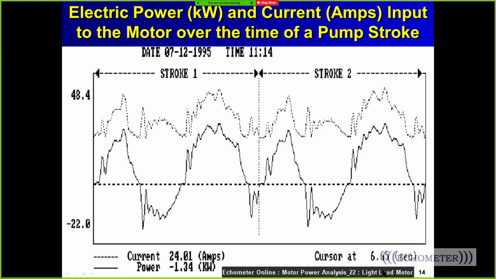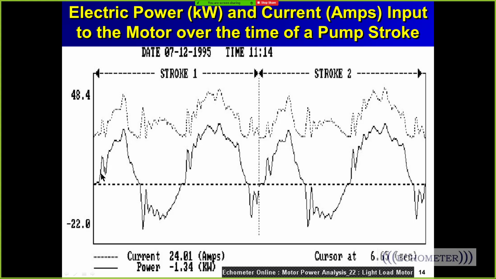Now, this is a very old example. This was back in, I think, 1993 or 1994. This is a 60 horsepower motor, lightly loaded. This plot came out of the Echometer DOS DE software for power.